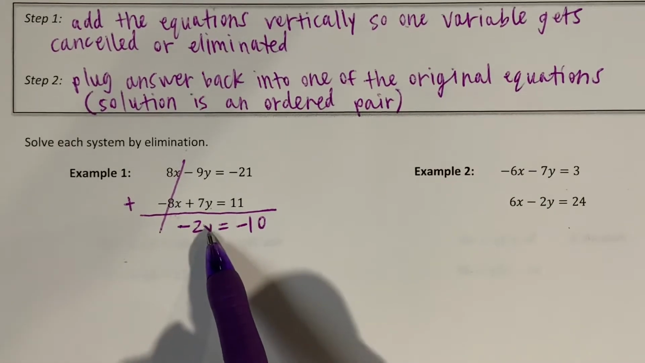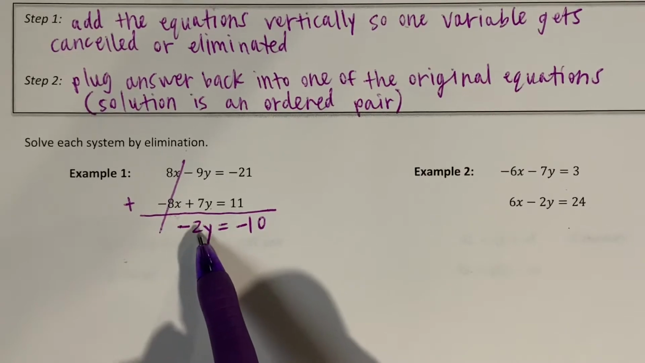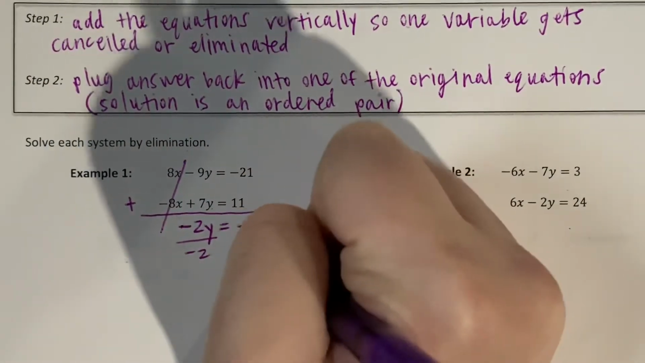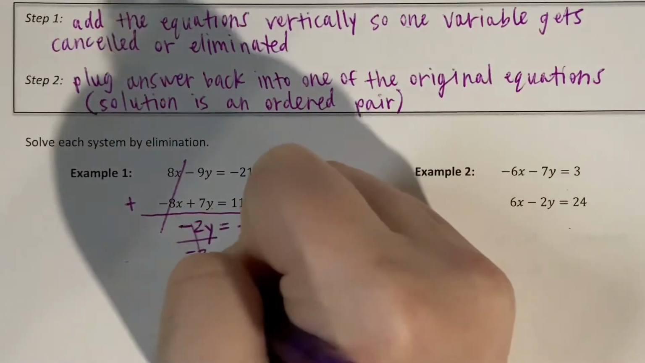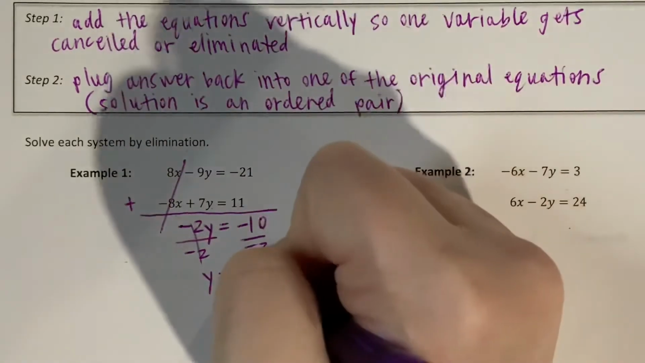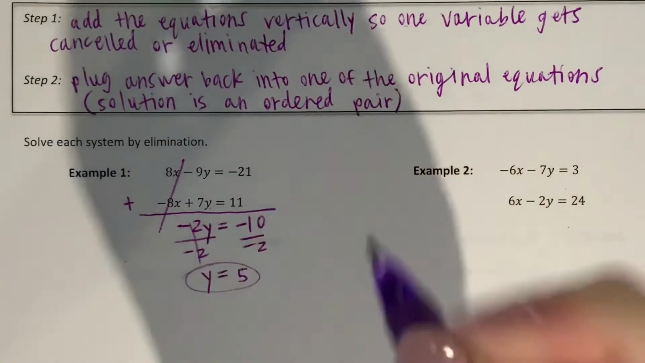So now I'm trying to solve for y. This is negative 2 times y. So to undo that, I need to divide by negative 2 on both sides. And I'll get that y equals negative 10 divided by negative 2 gives me a positive 5.